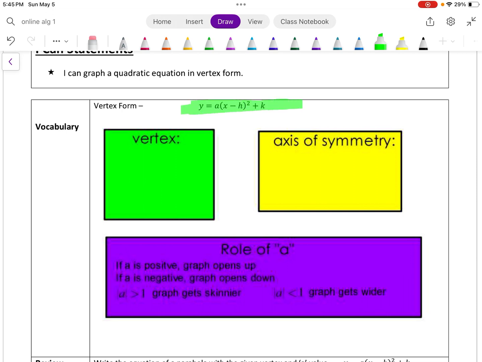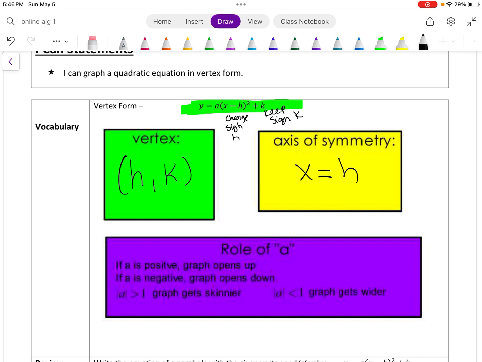So our vertex form is y equals a times the quantity of x minus h squared plus k. So our vertex is h and k. Notice that h is negative, so we change the sign for h, whether it's positive or negative, and k is positive, so we keep the sign for k. That's just how the formula works. So our axis of symmetry, that's just our h value, because remember, if we have the x or h value of our vertex, that's our axis of symmetry.